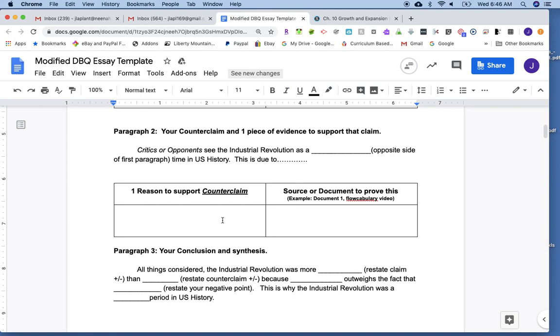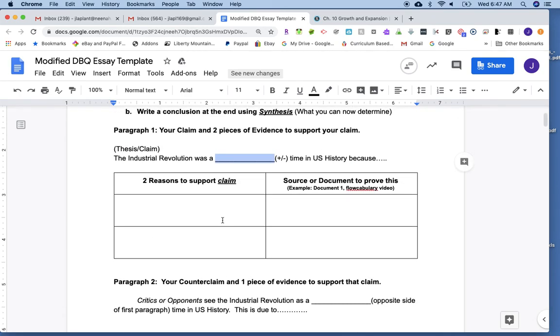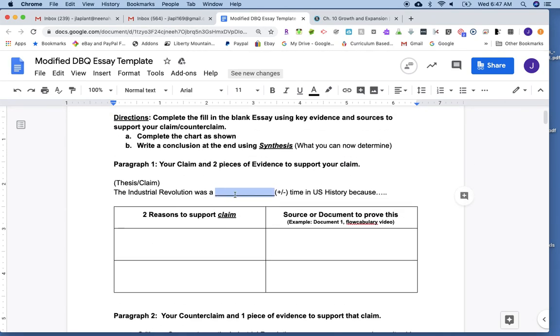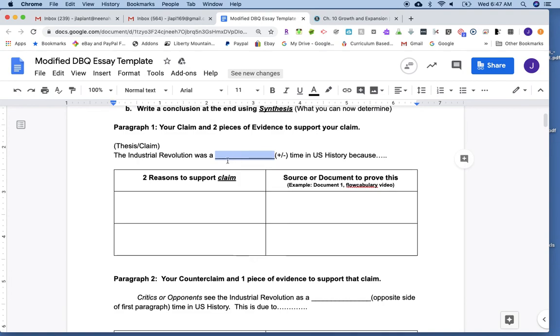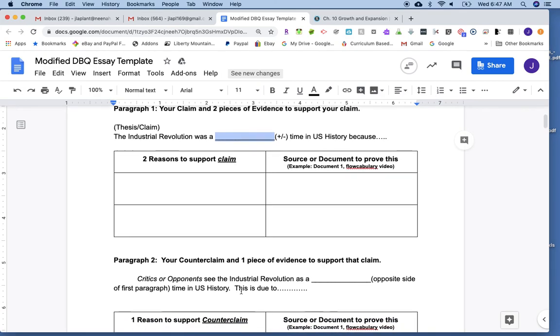The next paragraph is dealing with a counterclaim and 1 piece of evidence. So a counterclaim is the opposite side. So, for example, say you said the Industrial Revolution was a negative time in U.S. history. Well, the counterclaim would be why opponents or why people think it might have been a positive time. So it's the opposite of what you are speaking. If you said it was negative, this counterclaim has to be talking about why it's positive. If you said this was positive, the counterclaim would have to be talking about why it's negative, the opposite side.